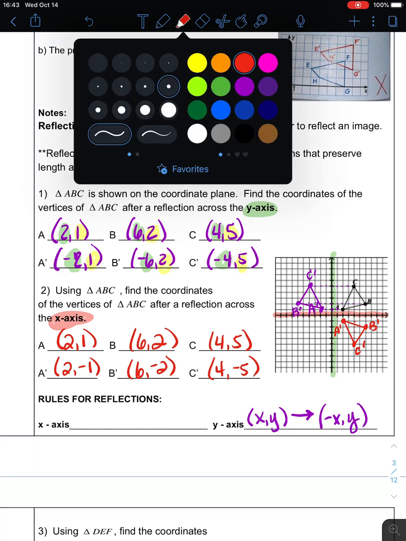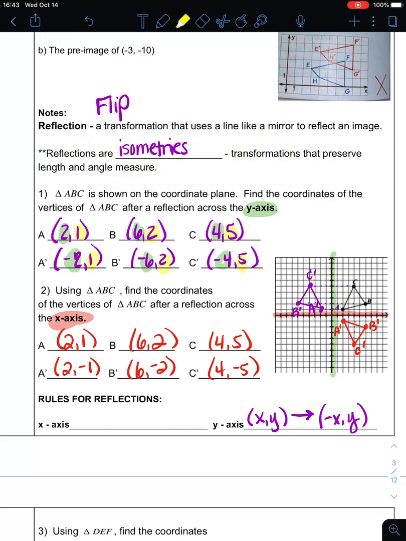Now again, let's go back and look at what changed and what didn't change. What you should notice is that my x values all stayed the same, but my y values became the opposite of what they were before. So the rule for reflection across the x-axis is that (x, y) will become (x, -y). My x stays the same, and my y changes. Notice that when I am flipping across the x-axis, it's my y value that changes. When I'm flipping across the y-axis, it's my x value that changes.